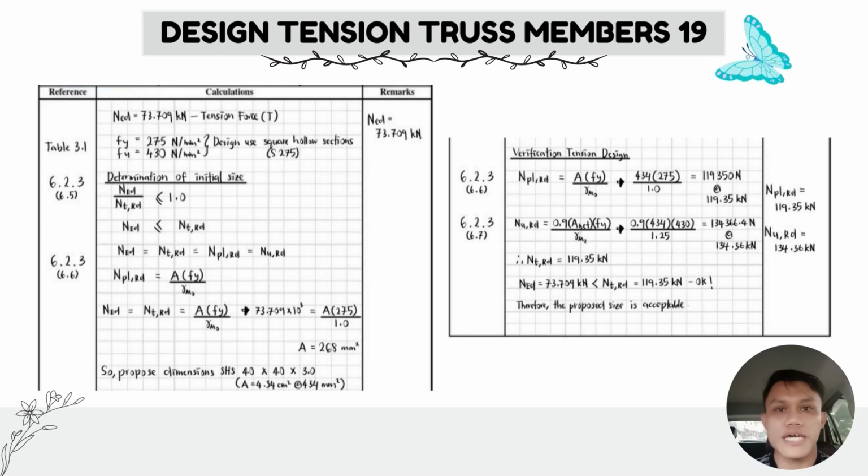For the proposed size, we look at the SHS table from the table of properties. So the value is 40 times 40 times 3 thickness. Then the value of A is 434 mm squared. Then we verify the value of Npl,Rd with the NEd. As we calculate, the Npl,Rd value is 119.35 kilonewtons. So the value of NEd is lower than the Npl,Rd. Therefore, the proposed size is acceptable.